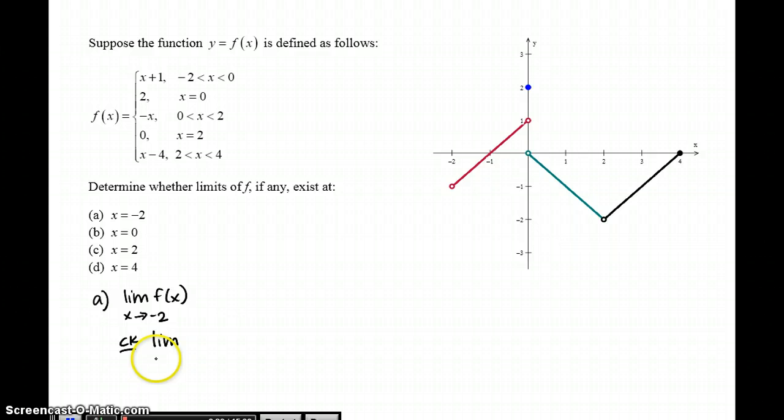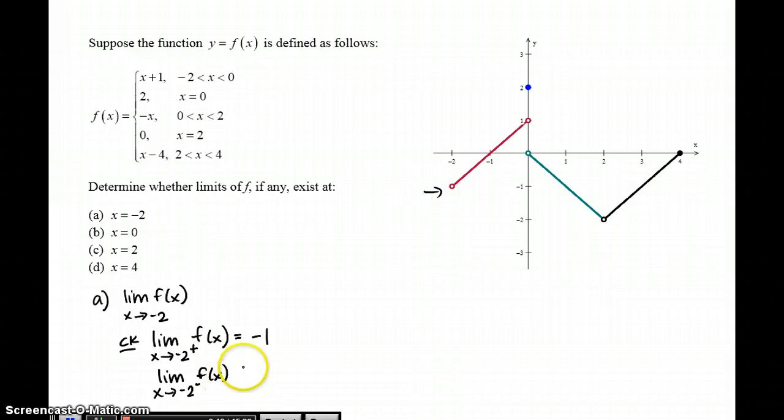And we're going to check here the limit as x approaches -2 from the right for f of x is actually -1. And then the limit as x approaches -2 from the left for f of x, well, if you look at the graph, we actually don't have any information about what happens there. So we don't know. But the right-hand limit exists. And so when we're making our conclusion about the limit existing at x equals -2, we say it does not exist.